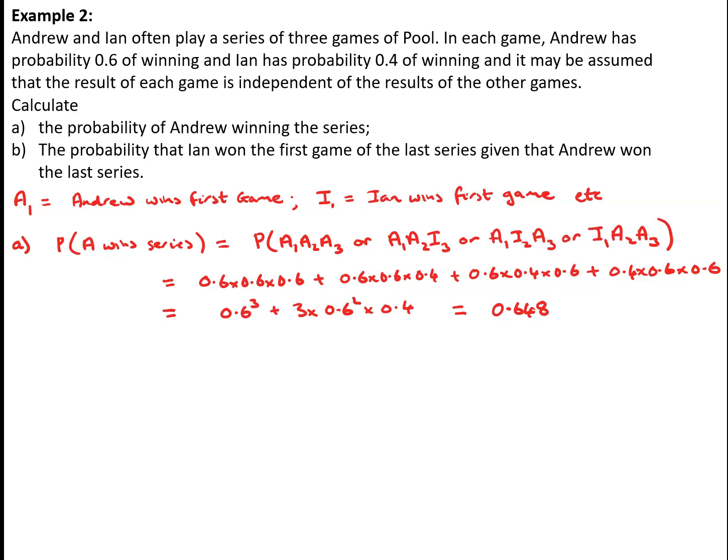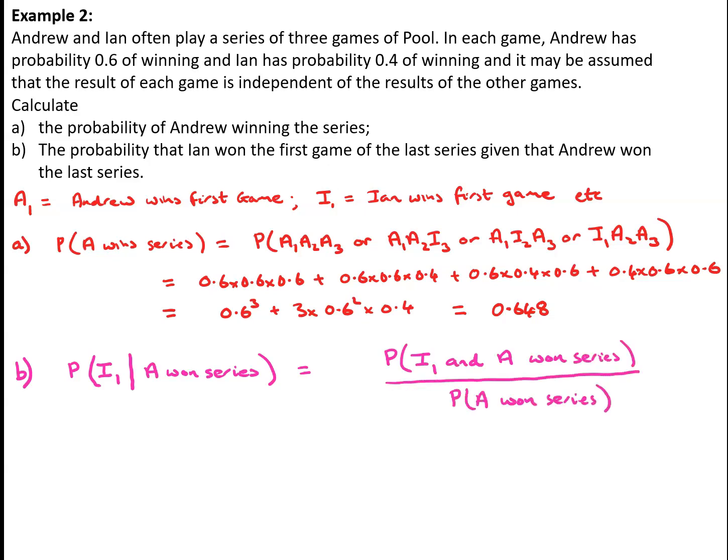Now, for part B, we've got the probability that Ian won the first game of the last series, given that Andrew won the last series. So we've got a conditional probability again. We're after the conditional probability that Ian wins the first game, given that Andrew won the series. Again, we need to use our rule for conditional probabilities. So that's the probability that Ian wins the first game and Andrew won the series, divided by the probability that Andrew won the series.